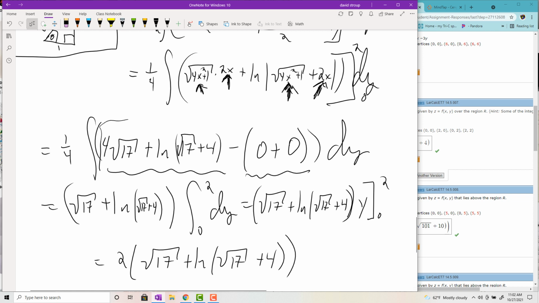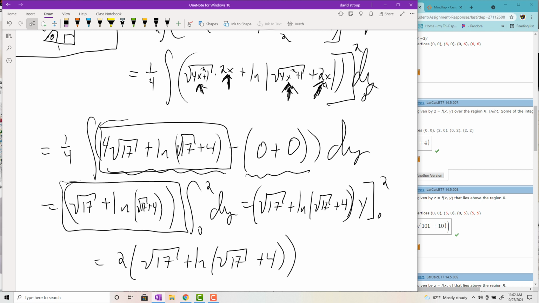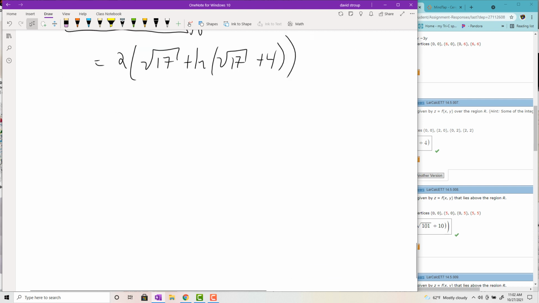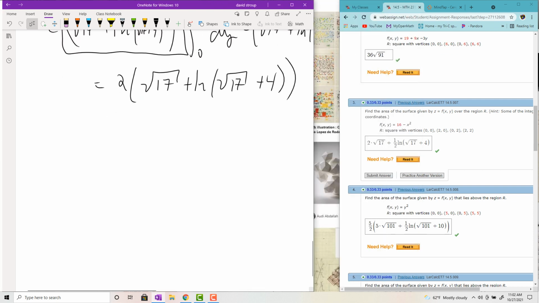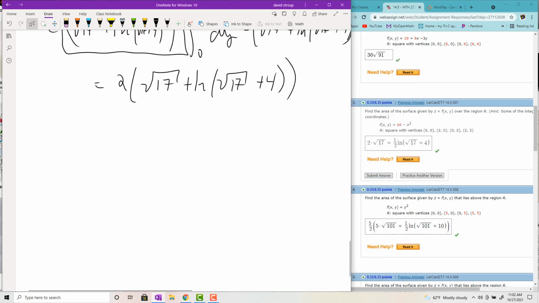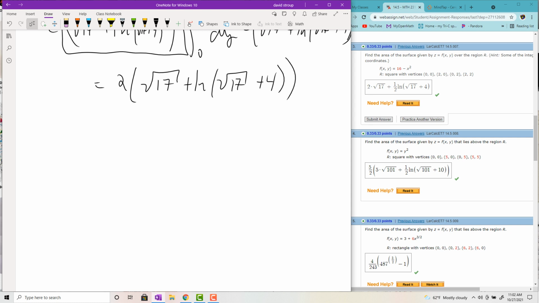And then I was able to factor this out of the integral, multiply it by 4, that's this part right here, and then finally integrate 1 dy. Okay, so kind of annoying, and that's why you see you got this really butchered answer, 2 square root 17. Okay, I'm presuming that number 4 is just as ugly and nasty.